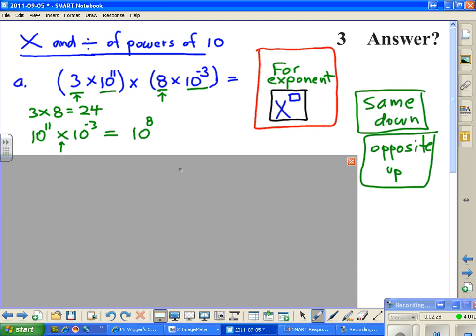Now, we have to put everything back together again. We're going to put this number together with this number, and that's how we're going to write our final answer. 24, which is this guy here, times our power of 10, which, when we were done, was 8. And now we got to go to scientific notation. If we're going to scientific notation, we're going to have to change that 24 to 2.4.